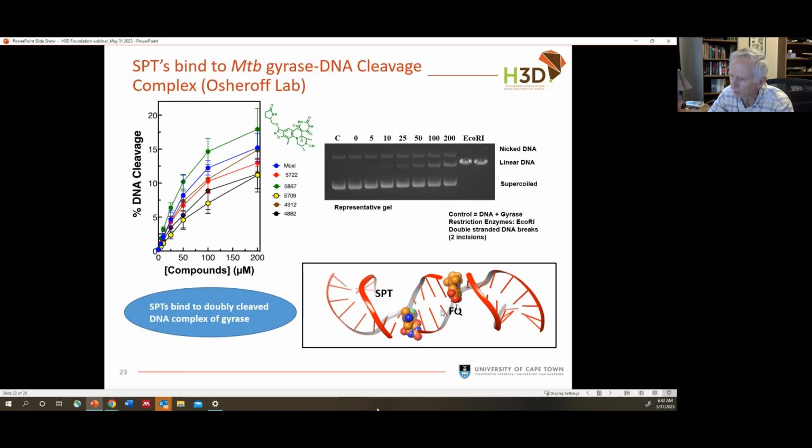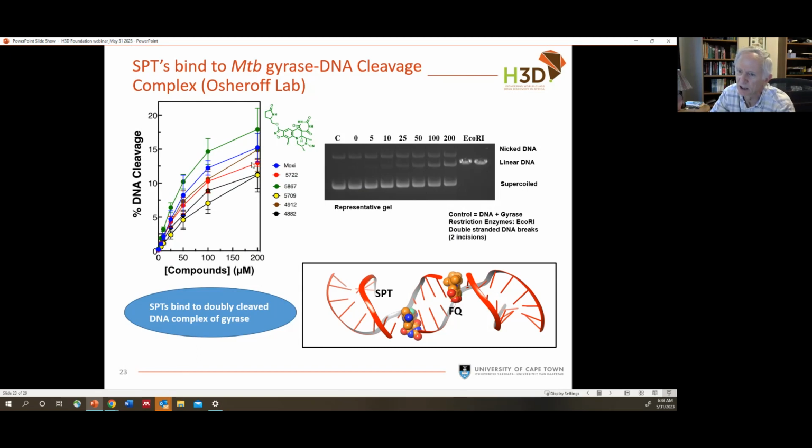They can bind here and they will bind there. Similarly, fluoroquinolones bind here and they bind here. This is just a cartoon showing both SPT and fluoroquinolone binding at these cleavage sites. So if you cleave both strands of DNA in a plasmid, you end up getting linear DNA. So this is circular DNA, and now it's linear DNA, and this can be detected in a gel. And you end up getting accumulation of this linear DNA in the presence of SPTs.